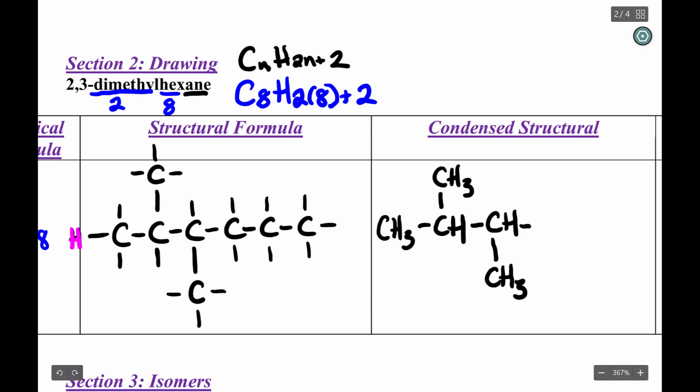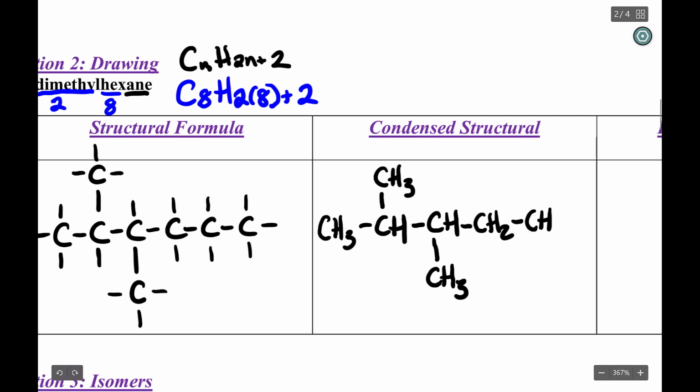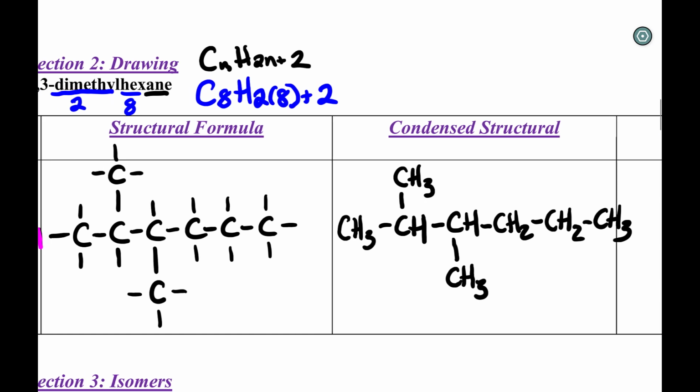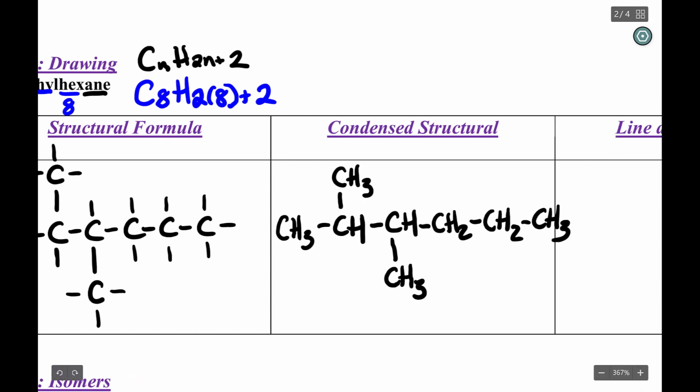And I just keep working my way down using the structural diagram to help me finish off my condensed structural diagram. So I've got 1, 2, 3, 4, 5, 6 in the main chain. I have 2 methyl groups, and I know that every carbon is bonded 4 times based on my previous diagram.